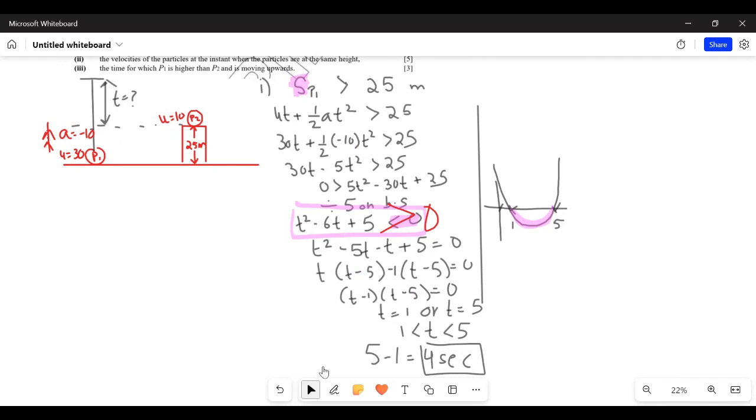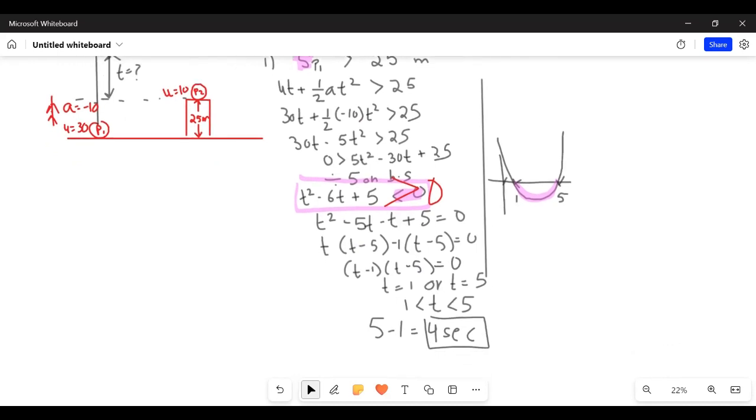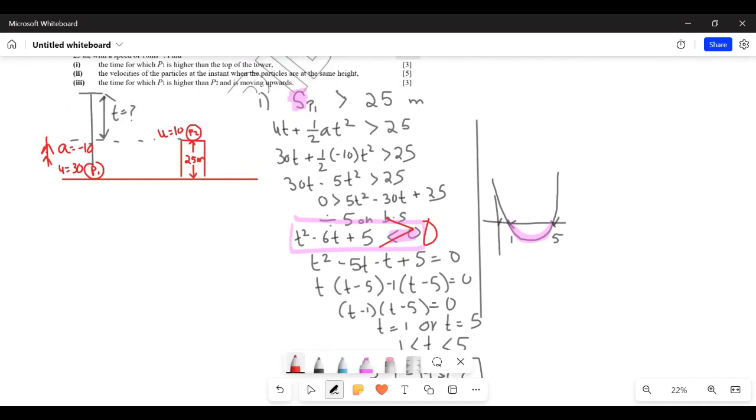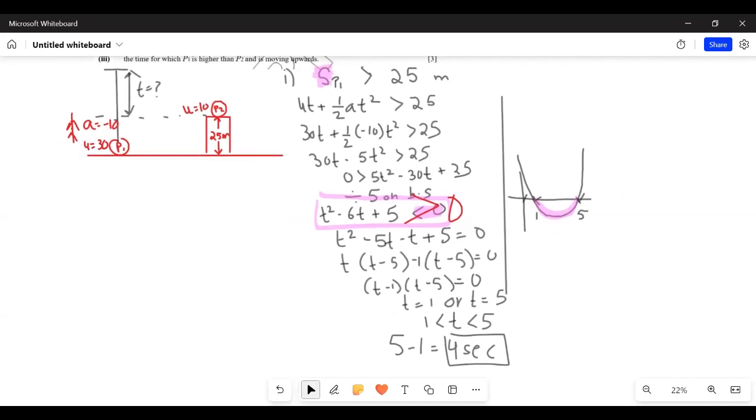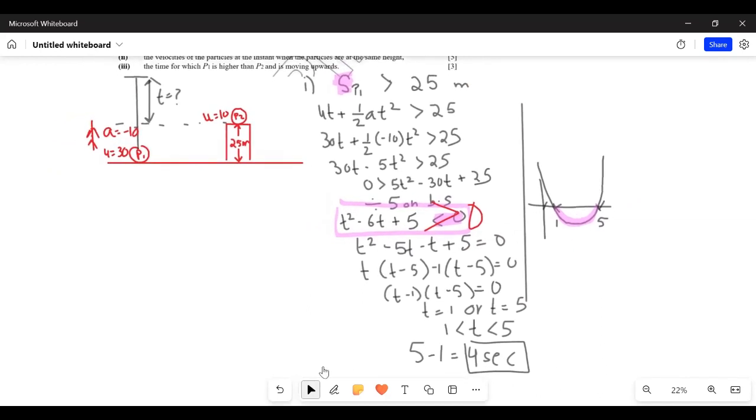Then 1 and greater than 5 happens. If it were greater than 0, then we had to include this region where t is greater than 5 and this region where t is less than 1. So then our answer would have been t greater than 5, t less than 1. Anyway. Next part of the question. The answer for this part is 4 seconds.